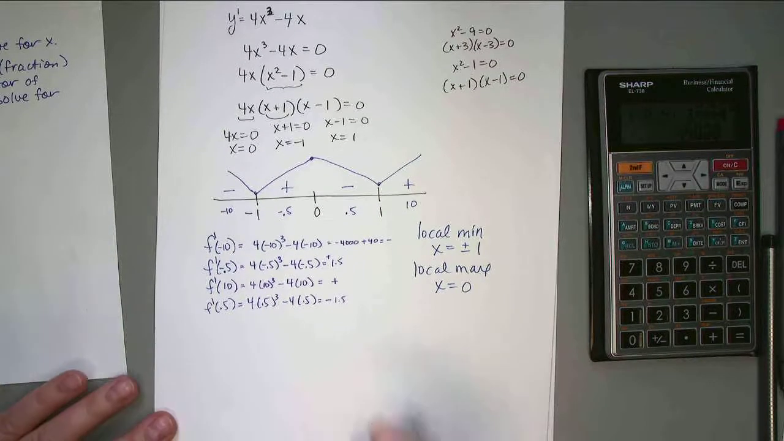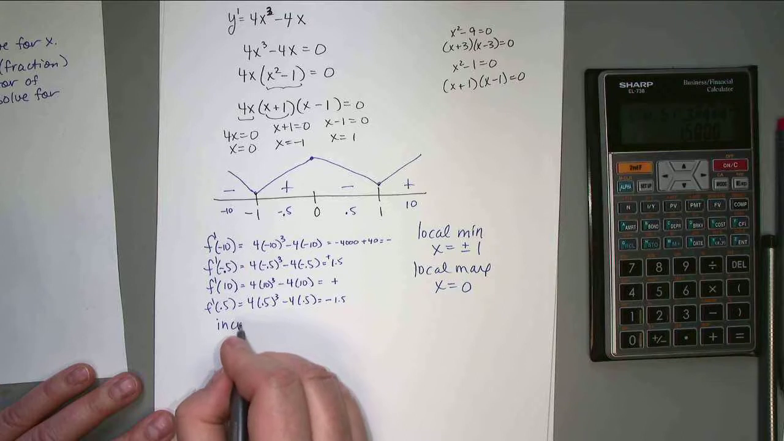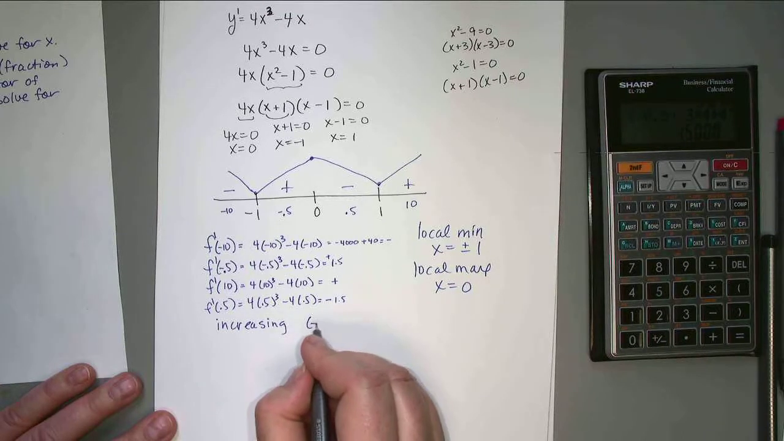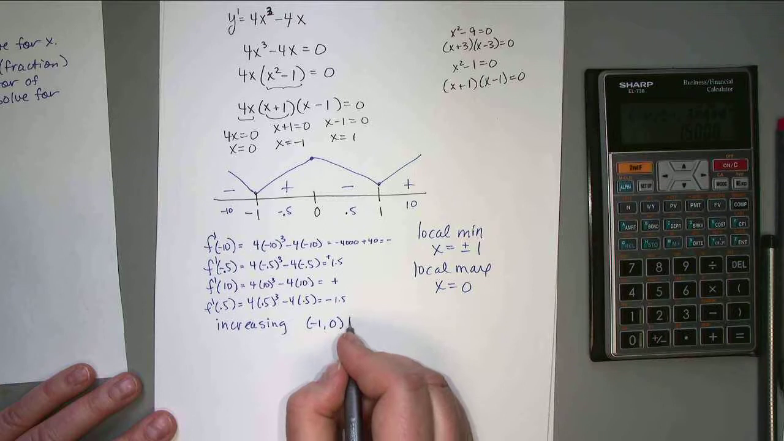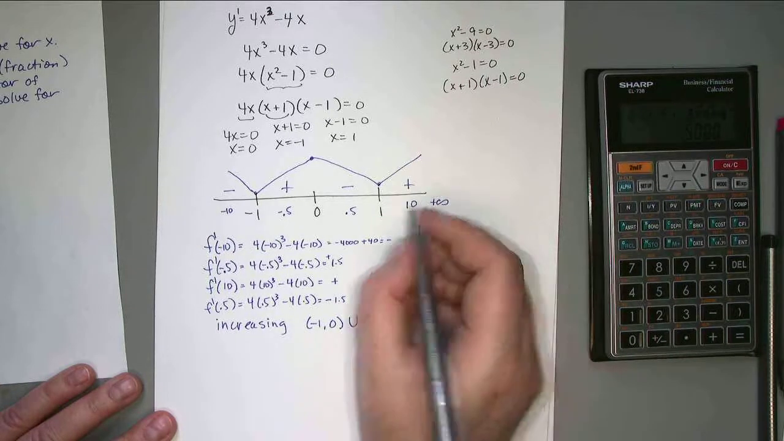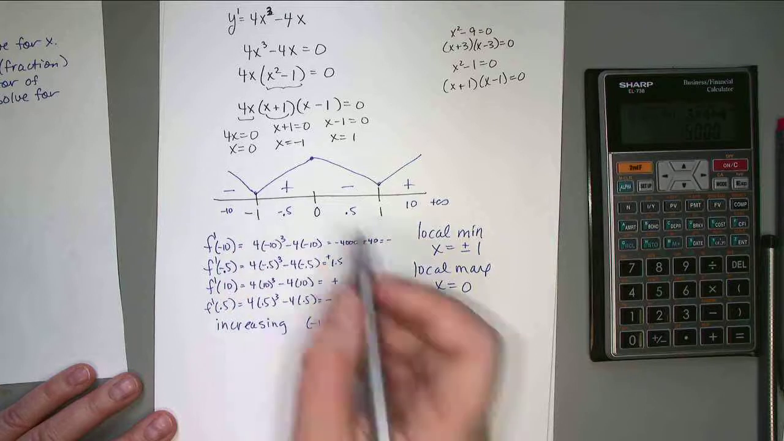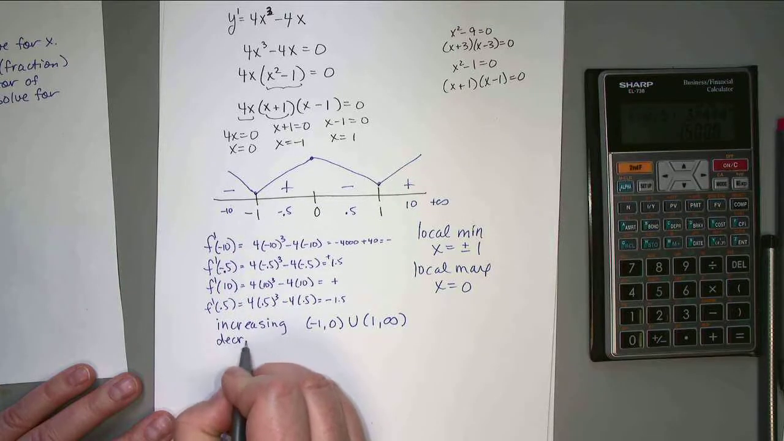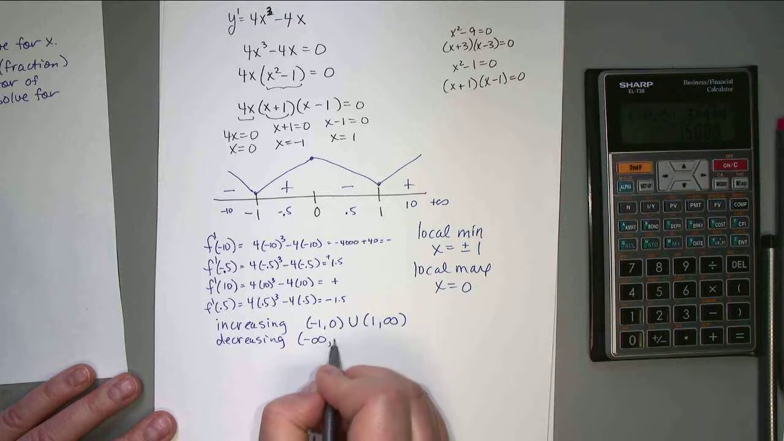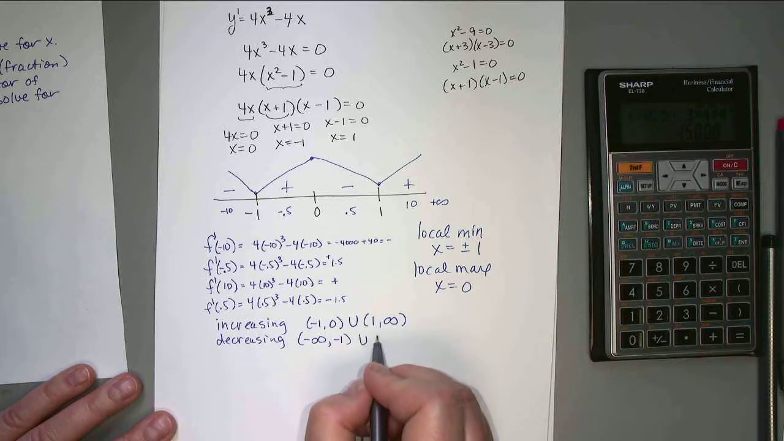And you could list the increasing and decreasing intervals again. We might as well do that. So increasing from negative 1 to 0 and from 1 to infinity. Those are where the pluses were. And it's decreasing from negative infinity to negative 1 and from 0 to 1.